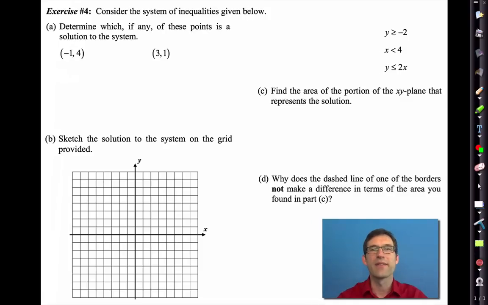Exercise 4, I like this one a lot. Consider the system of inequalities given below. Determine which, if any, of these points is a solution to the system. So I've got these 2 points. I want to know, are they solutions to this system? And I know it's now 3 inequalities. That's okay. We'll live with them. 2 of them are very, very simple. So pause the video now and see if either one of those points is a solution to that system. Remember, all 3 have to be true.